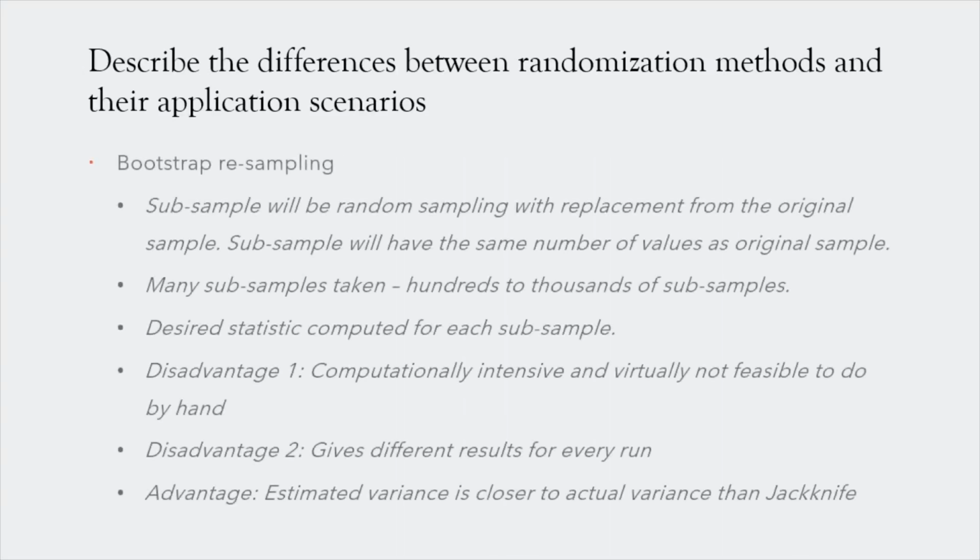The second method is bootstrap resampling where a subsample will be generated by random sampling with replacement from the original sample. Subsample will have the same number of values as original sample. Let's say your friend has 5 cards and you want to generate a subsample using bootstrap resampling method. This is what you will do.